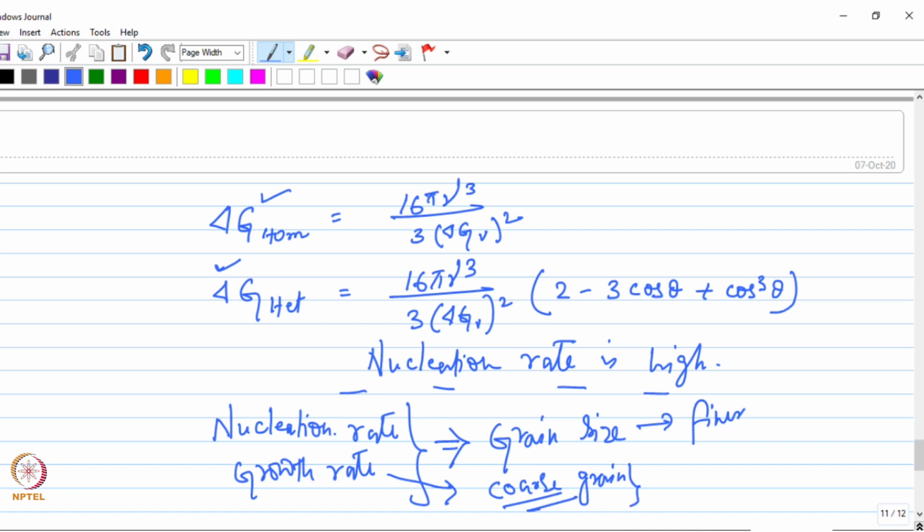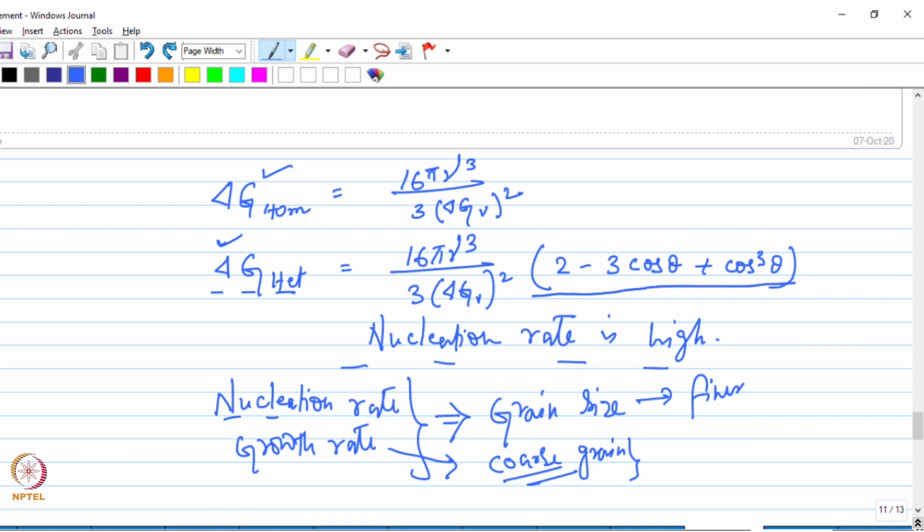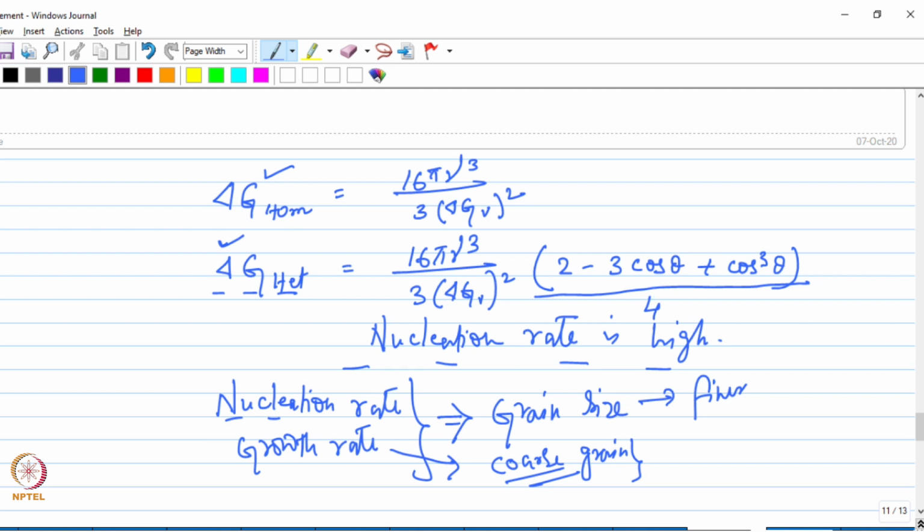So for a high nucleation rate, you also need to form more nuclei in a given time, right? Therefore, you need heterogeneous nucleation sites or preferential sites for the nucleus to form. That's why heterogeneous nucleation will give you a finer grain size. On the other hand, if it is only through homogeneous nucleation, you may or may not get a fine-grained material at the end of the solidification process.